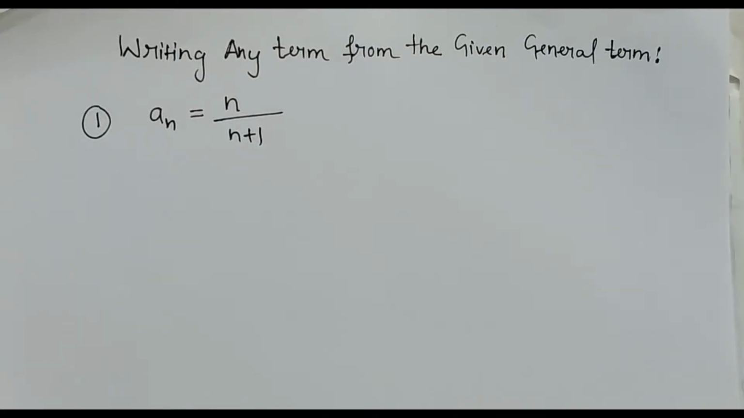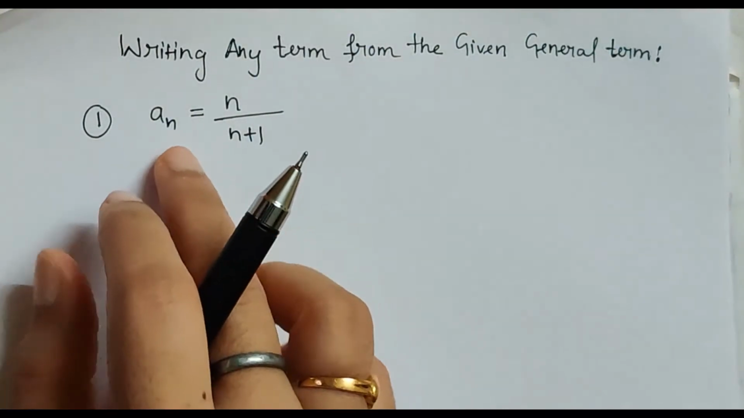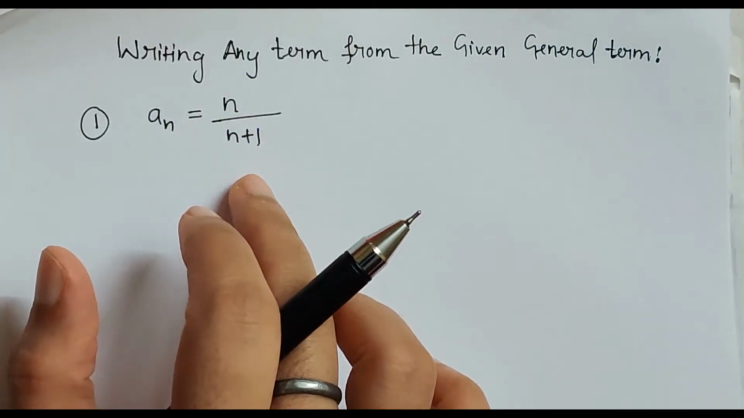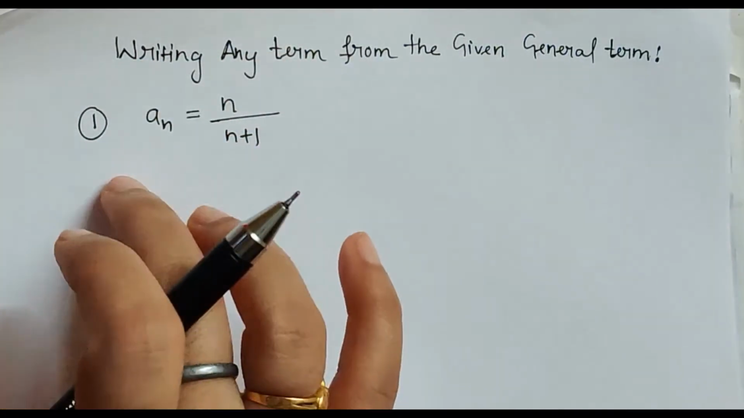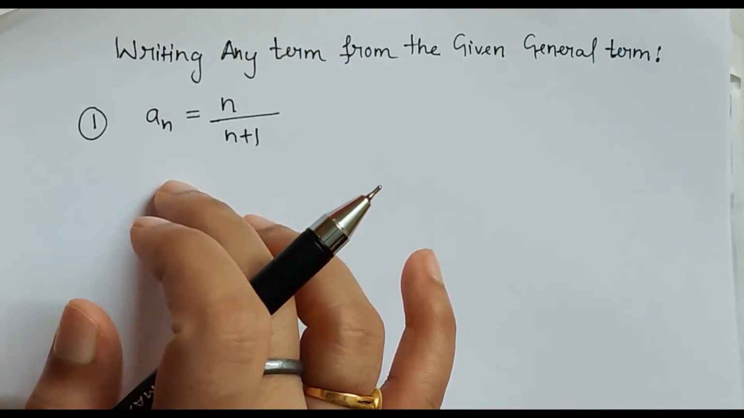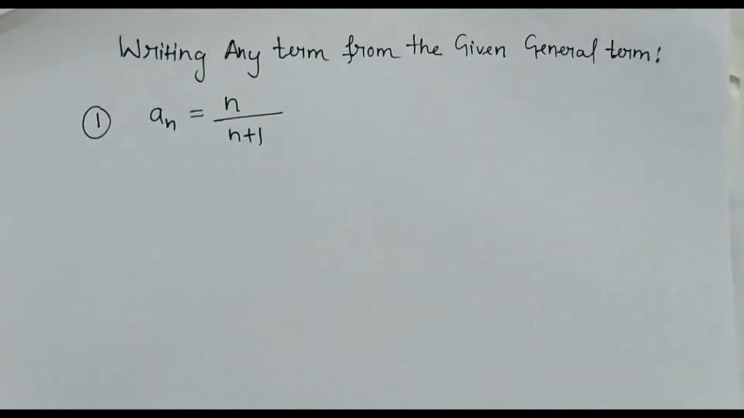Students, in this video we are going to see how we can write any term, be it third term, fourth term, fifth term, 100th term, or any term if we are given a general term for a sequence. So let us take an example for it. Here we can see a_n equals n by n plus 1 is a general term given to us. Now using this general term we will write any term whichever we are asked to find.